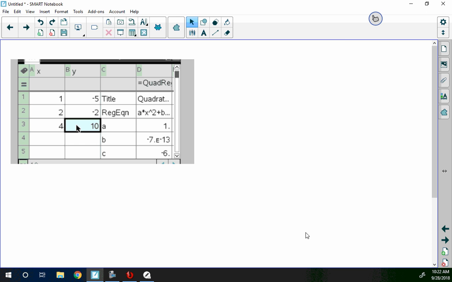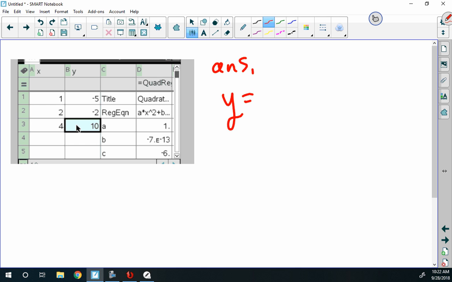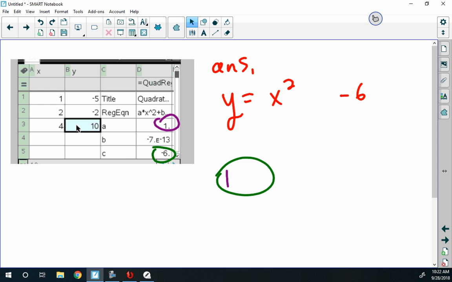So our answer is going to be y equals x squared, because my a value is 1, right? And on the end, I'm going to have a -6 because my c value is -6, right? Everybody with me so far? What's my b value? -7/13? Nope. Good try, though. My b value is not -7/13.